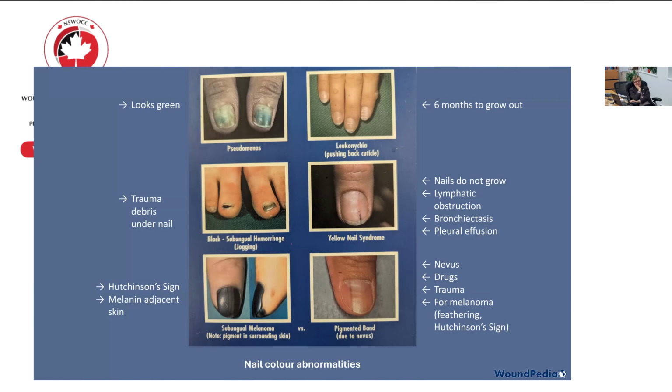Now, pigmented bands are more common in people of color, brown and black skin. They usually don't appear after the age of 50. Drugs like cyclophosphamide can cause that, as can trauma. For a melanoma, you'd look for feathering, irregular parts going out the edges, and you look for Hutchinson's sign, the pigment going beyond the nail fold or beyond the distal part of the nail, as you saw in the lower left-hand side. Next slide.